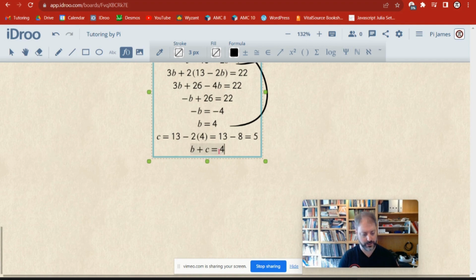The cost of one croissant is 5, and the answer is 9. So that's the first way, substitution. Solve for one, plug it back into the other equation, and you get the final solutions.